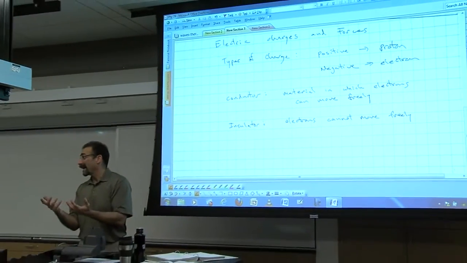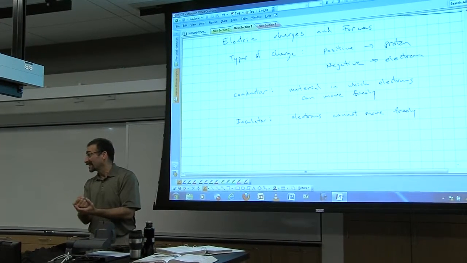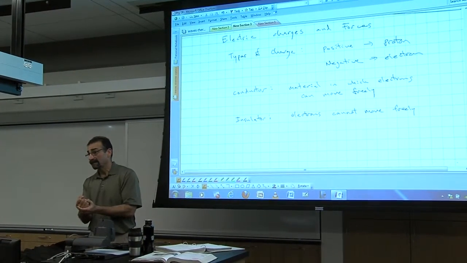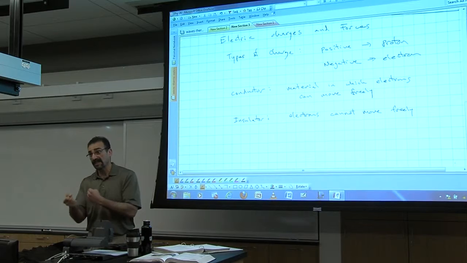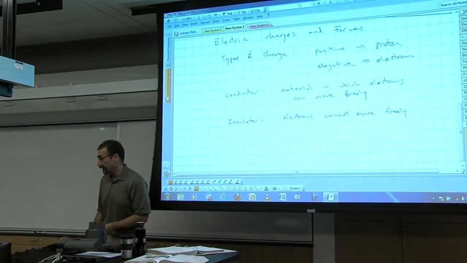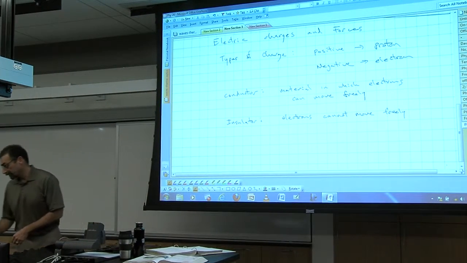We don't transfer positives, right? That's in the nucleus. We can't get those to move. But this cloud of electrons, those are the things that we can get to move when we rub things together. So let's take a look at that.